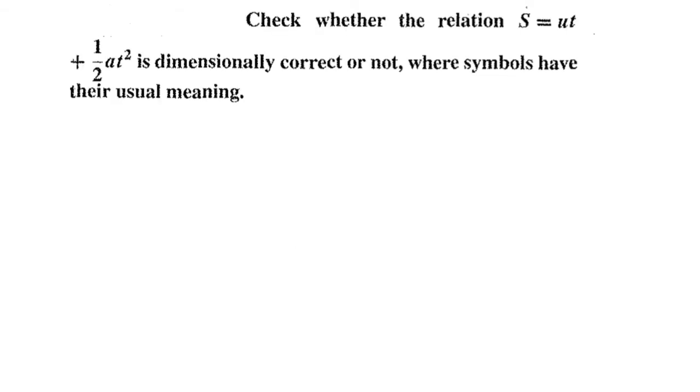Class, in this equation also we have to check its dimensional correctness. Class, you know this equation, s equals ut plus half at square. And we all know that this equation is physically correct. It is one of the equations of motion. So it has to be 100% dimensionally correct. We know it is going to be dimensionally correct, but we have to prove LHS equals RHS.